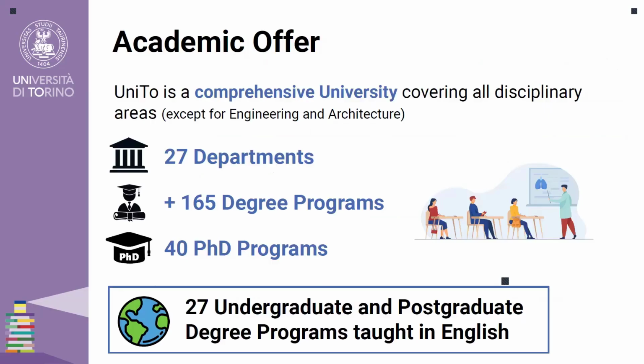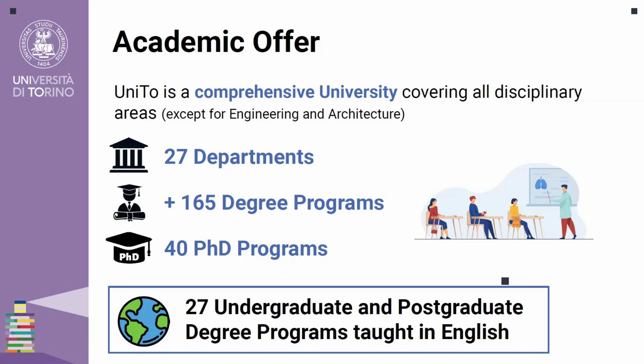What do we offer? From the academic point of view, we are quite a generalistic university, meaning that we offer most of the programs, but not engineering and architecture. That is not in our university. For the rest, we offer more or less all the disciplines. We have 27 departments, and indeed we have 165 degree programs in different disciplines and 40 PhD programs. We also have programs not only in Italian, but we have 27 undergraduate and postgraduate degrees that are taught in English. So we have an opportunity of English-language programs.